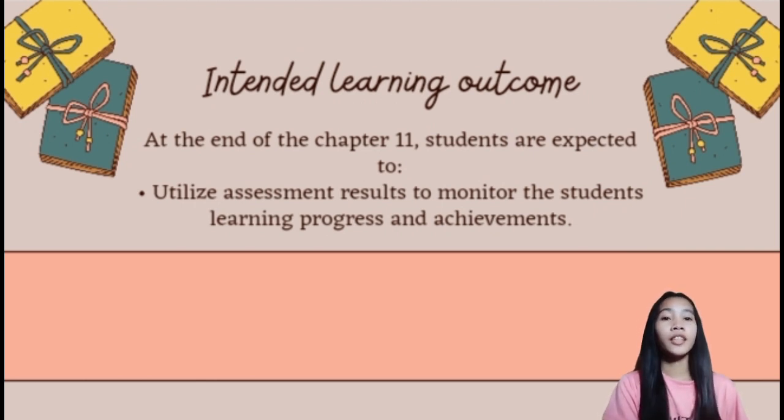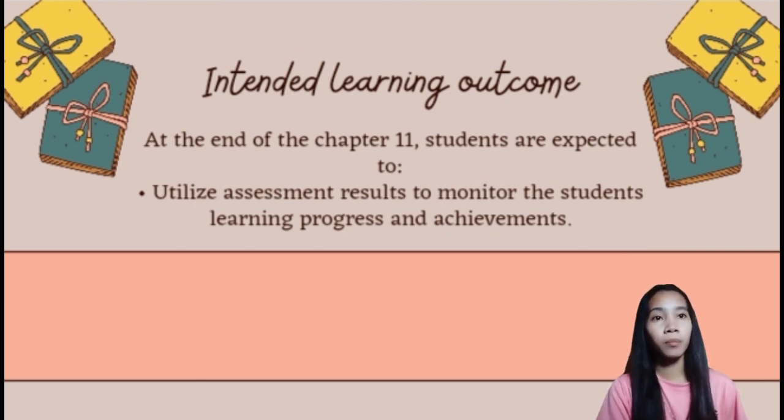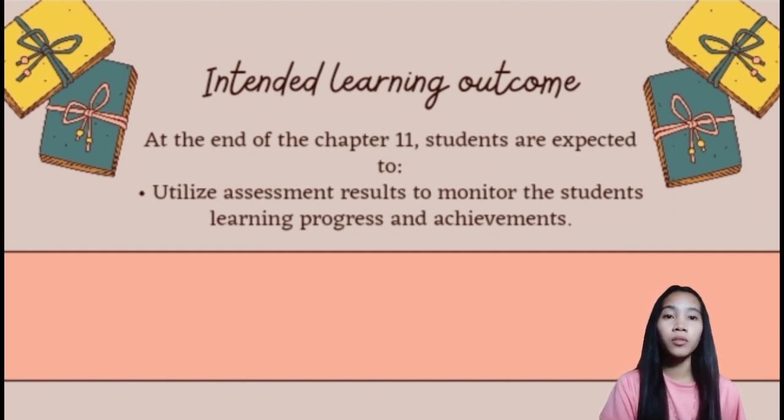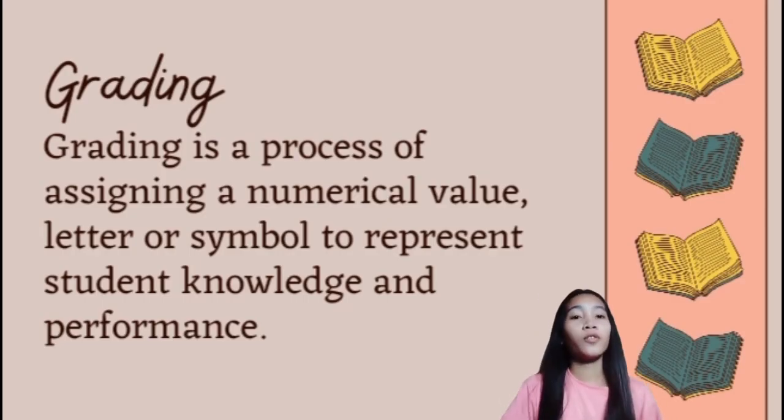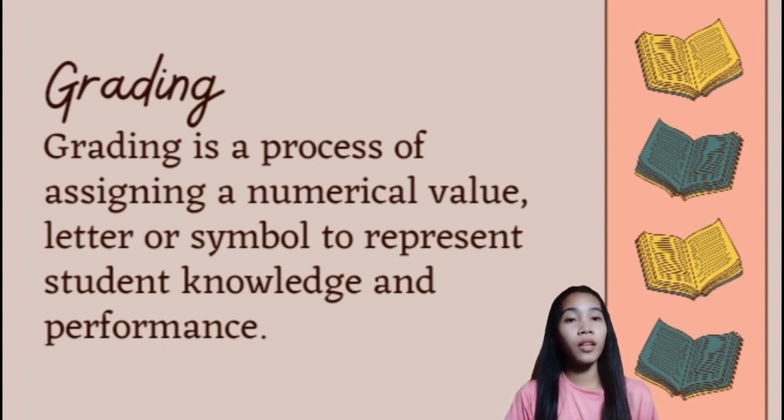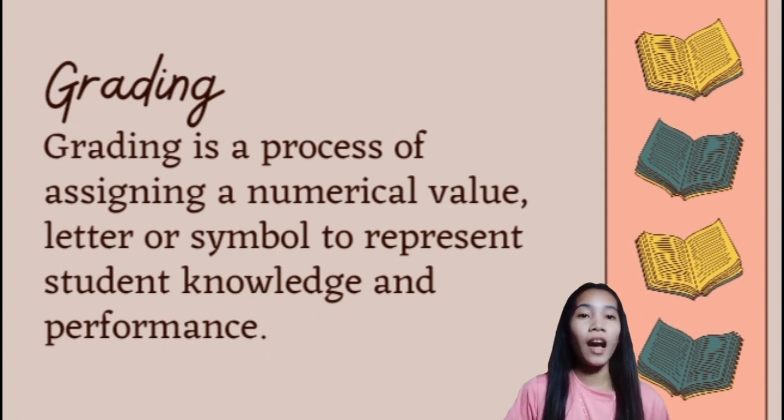Our intended learning outcome is that, at the end of this chapter, students are expected to utilize assessment results to monitor the students' learning progress and achievements. First, we are going to talk about grading. Grading is a process of assigning a numerical value, letter, or symbol to represent student knowledge and performance. The purpose of grading can be summarized into four, which are communication, feedback, sorting, and accountability.